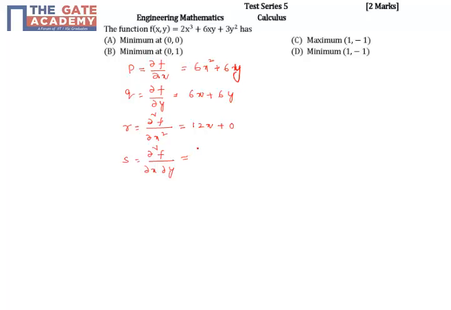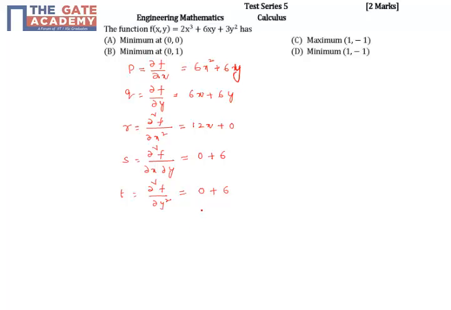So you differentiate p with respect to y. When you do with respect to y, this is 0 and this is 6. Similarly t is nothing but dou square f by dou y square. That means you differentiate q once again with respect to y, and it is 0 plus 6, which is 6.